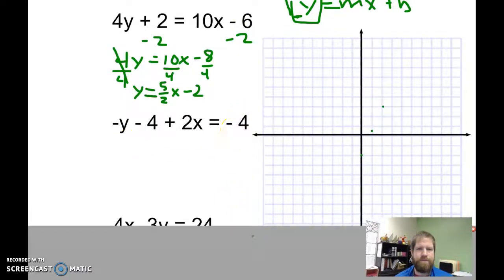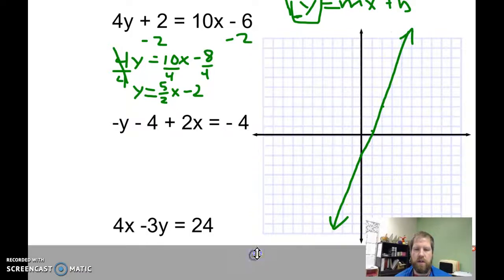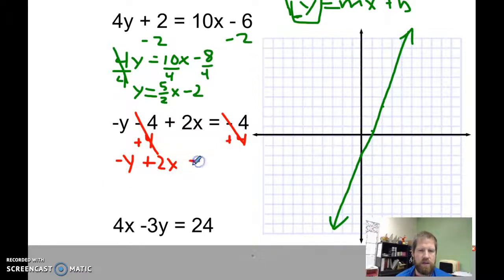All right, next one. Let's change color. I guess I should graph this. And something along that line. And we'll put our arrows so that everyone knows that this line continues on forever. Now second one, we have negative 4 and negative 4. Add 4 to each side. What happens is these both disappear, and I'm left with negative y plus 2x is equal to 0.